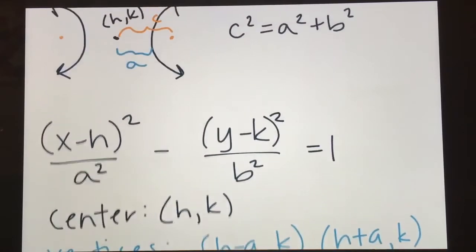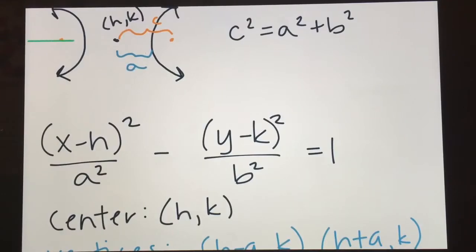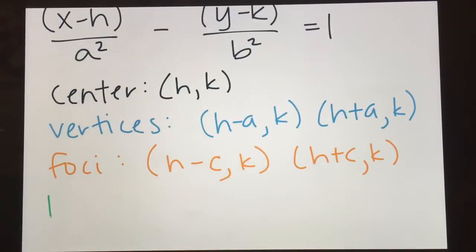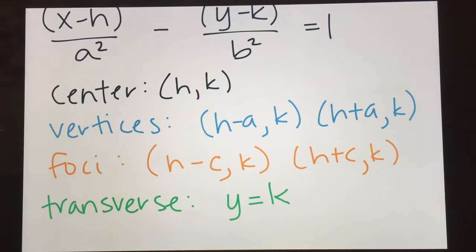All right, for this graph, the transverse axis is going to be the equation of a horizontal line, and it's going to be the value that goes through k. Well, it goes through (h, k), but the k value is what's important since we're talking about a horizontal line. So the transverse axis is y equals k.